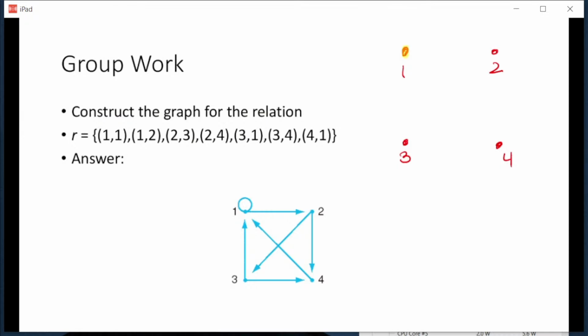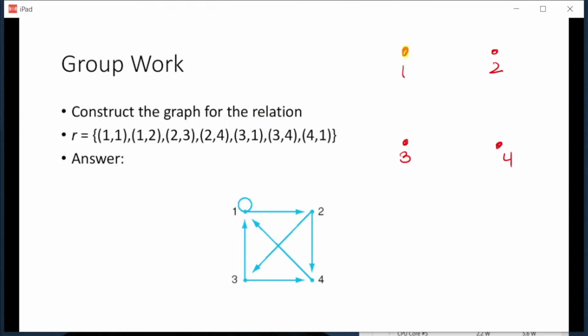Oh, I guess it's still going to be a little bit tricky. Actually, I can tell for sure it's not transitive. Just one bad combination spoils the whole thing, so just find one counterexample. So 4 is related to 1, 1 is related to 2, but notice that 4 is not related to 2. So this is not transitive.